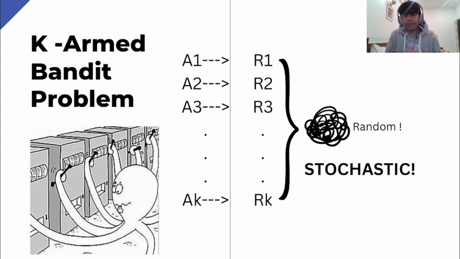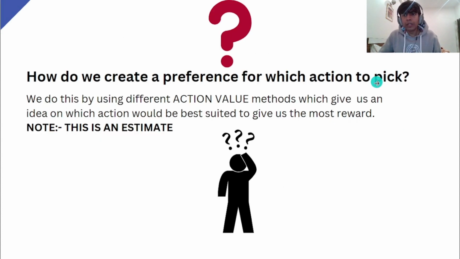Because now that's what our whole goal is, right? To create a preference for which action to pick. We do this by using different action value methods, which give us an idea of which action would be best suited to give us the most reward. So we use the help of mathematics to create a quantitative estimate, again, an estimate that will help us realize which action to pick.